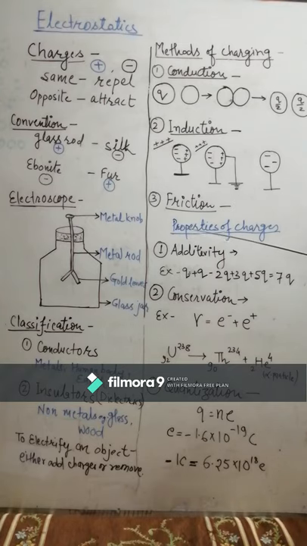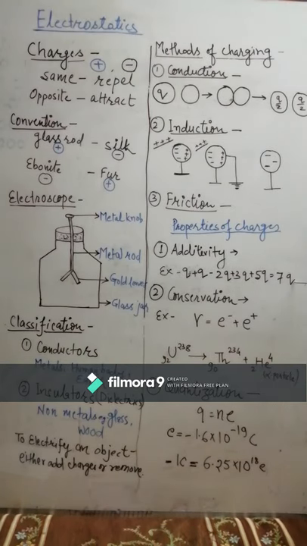Next is properties of charges. The first property is additivity. Additivity of charges says that the total charge on any system is just the algebraic sum of the charges. For example, if charges plus q, minus 2q, plus 3q, plus 5q are given on any object, then the total of the charge will be 7q, plus must be there. The total gives you plus 7q.